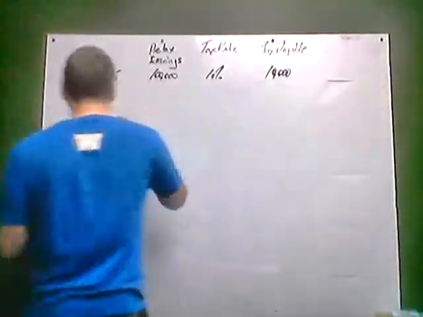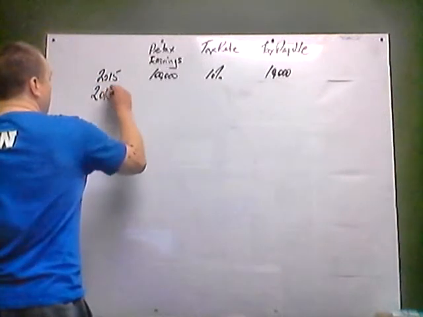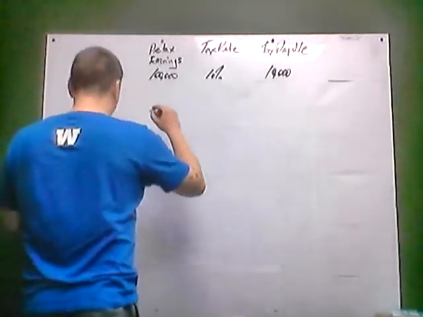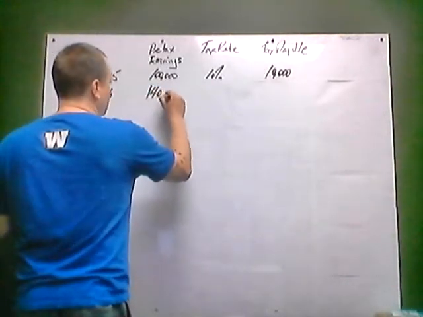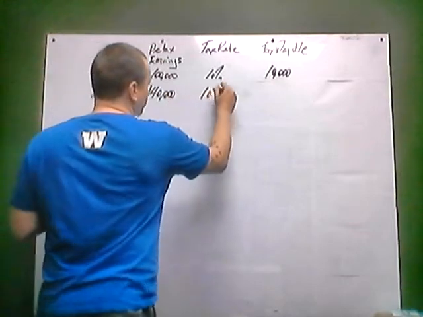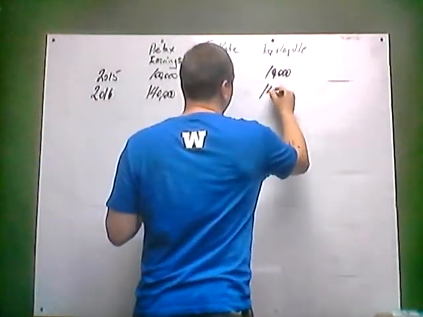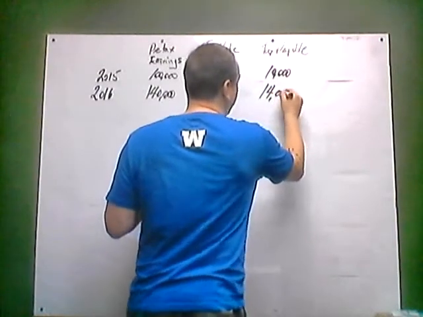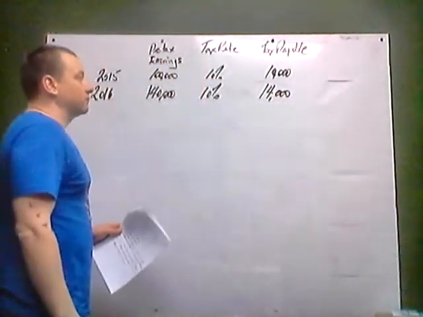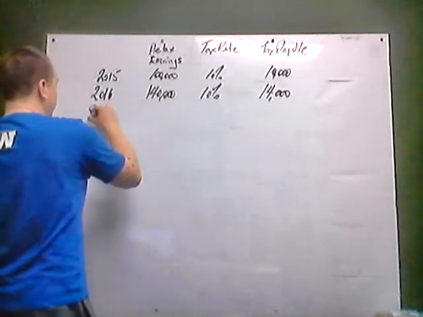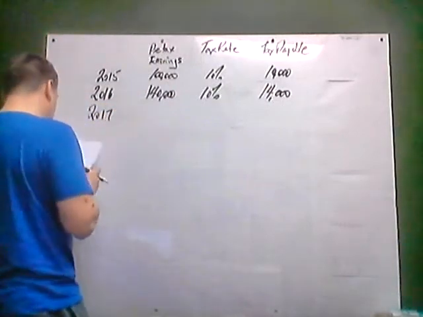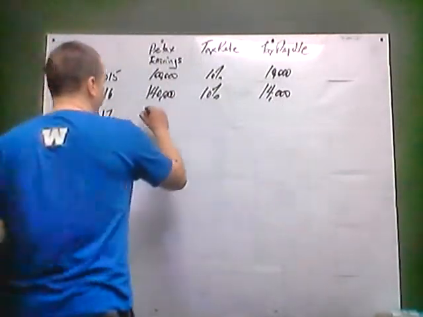Okay. Now 2016 comes along. We have earnings of 140,000. Tax rate's 10%. 140 times 10%, that's income tax expense of $14,000. 2017 comes along. I don't know what happened in 2017, but we lost 200,000.